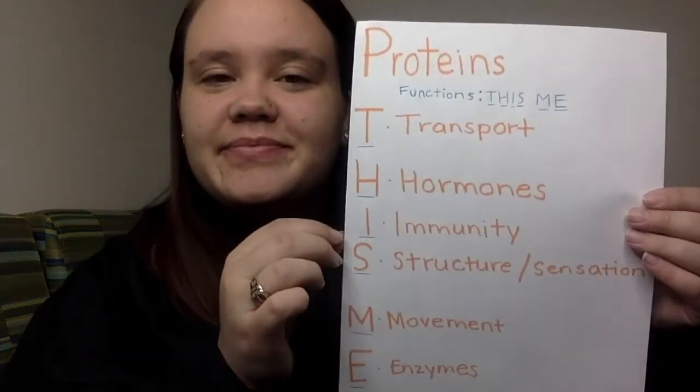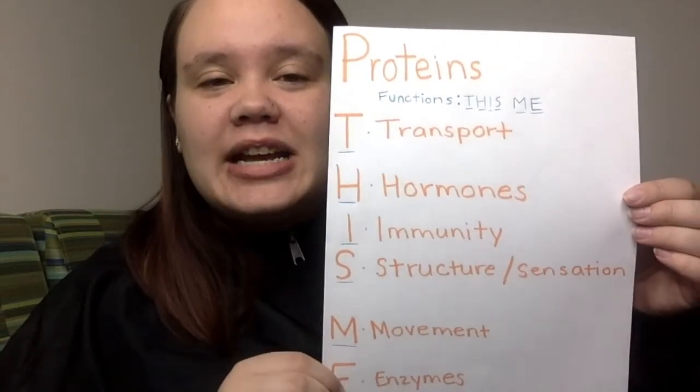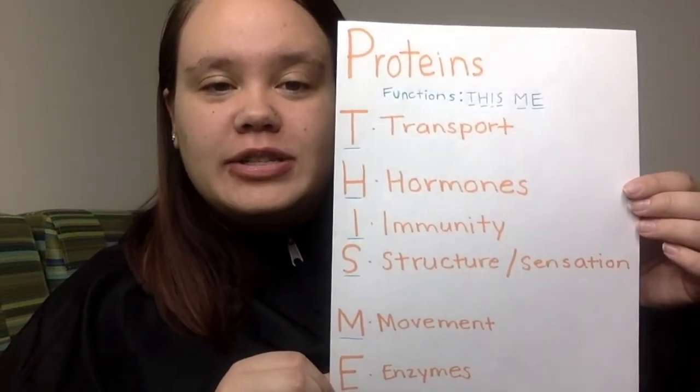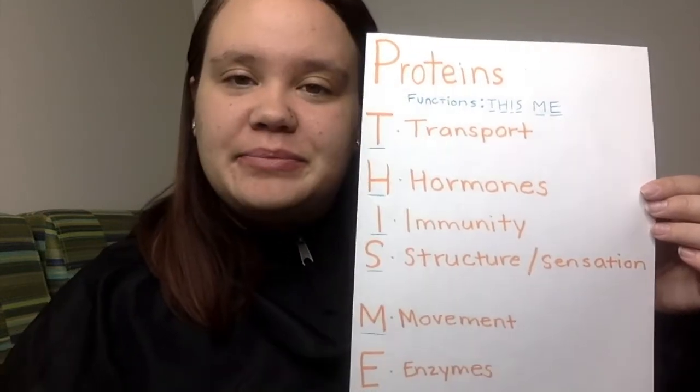Proteins. These are organic compounds that make up other molecules that also make up a large chain. This is an amino acid chain. This is very essential to life and sustaining it. A way to remember the functions of proteins is right here. This, me. This stands for transport, hormones, immunity, structure and sensation, movement, and enzymes.